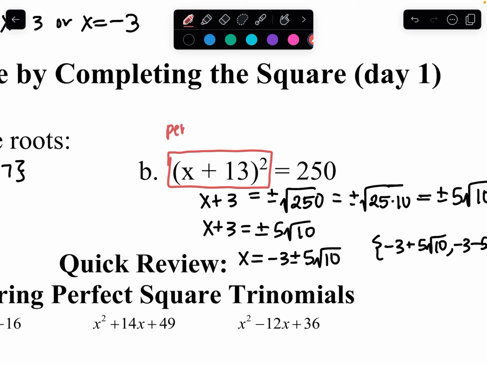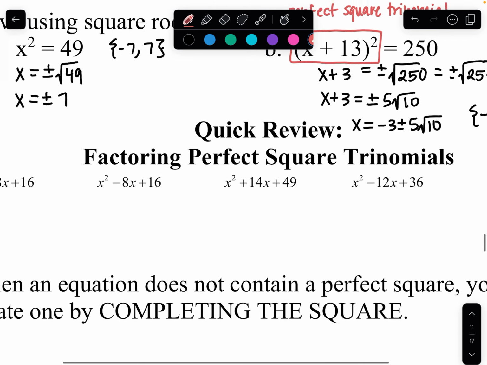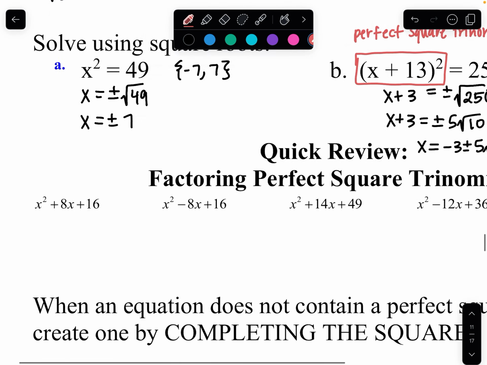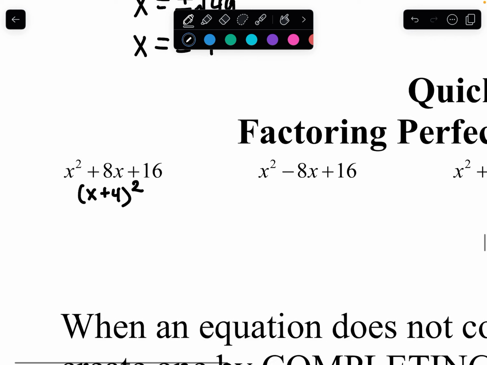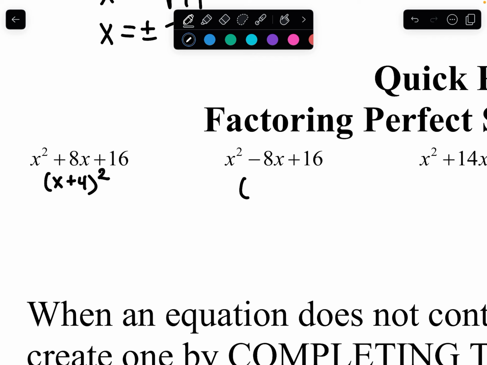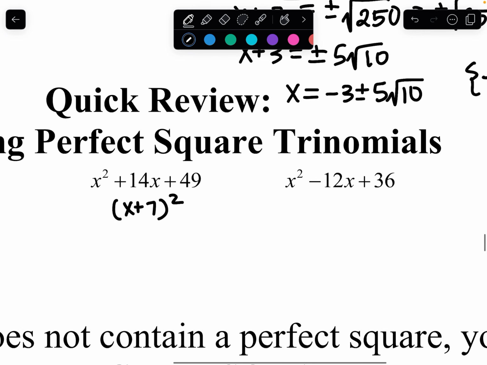And so we need to get this set up. And this is called the perfect square trinomial. If we're not set up like this, we can rearrange our equation and set it up like this. And so we need to be able to recognize our perfect square trinomials. Here, this is a perfect square trinomial. It factors to x plus 4, or we could write it as x plus 4 squared. Here, it would be x minus 4, x minus 4. This one would be x plus 7, x plus 7. And this would be x minus 6, x minus 6.